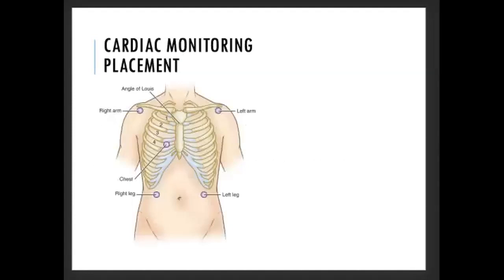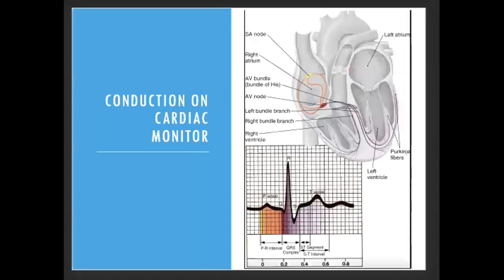Our cardiac placement of our monitoring. This is just one example of how you could place your cardiac monitors. You would have to do these based on your organization's protocol. And then this is how the electrical activity goes through the heart and how it appears on your cardiac tracings. So our P wave represents the firing of the SA node and that conduction of impulse through the atria. So this, from your SA node to your AV node, is your P wave.